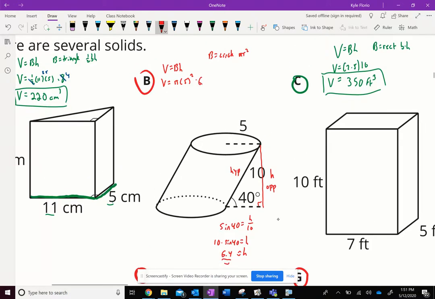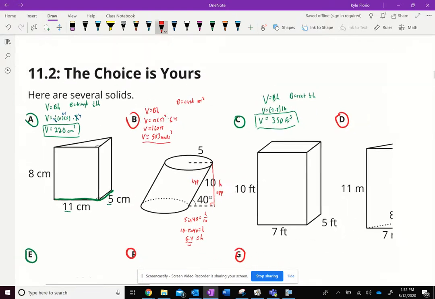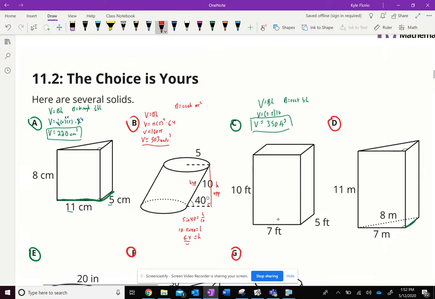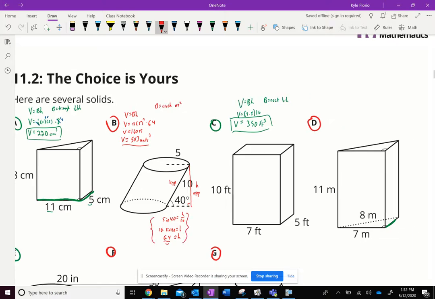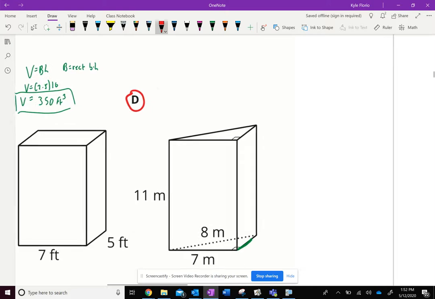So I'm going to put that 6.4 right up here. 5 squared is 25. 25 times 6.4 is about 160. Times pi, I'm going to get about 503. And we don't have any units here, so it's going to be in, I don't know, units cubed, whatever the units are. So what made this one hard is just this part right here. We had to do a little bit of extra work to find the height, and that's how it's going to be for all of them. Just a little bit of extra work.